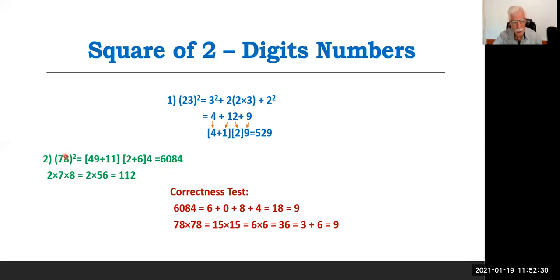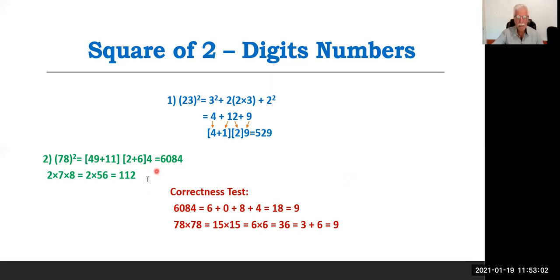Then square number 7, which is 49, and this 11 is the carryover, and we will add it to 49. So if you add these two, then you will get 60. So as you can see, the 0 is the third digit and the 6 is the fourth digit of the square of 78. And that was very easy.